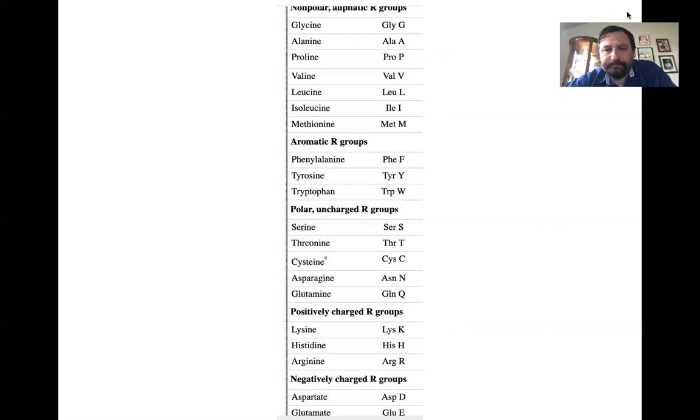The best way to remember, I am not a big proponent of memorization, but if you can have some kind of context, some kind of guides that can point to a certain origin, then it will be much easier to remember the three letter names, the full names, and obviously the single letter names. So the easiest would be to name these six amino acids.